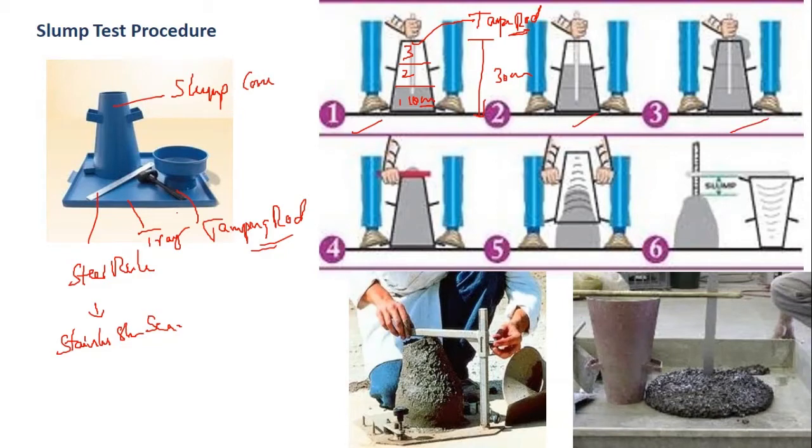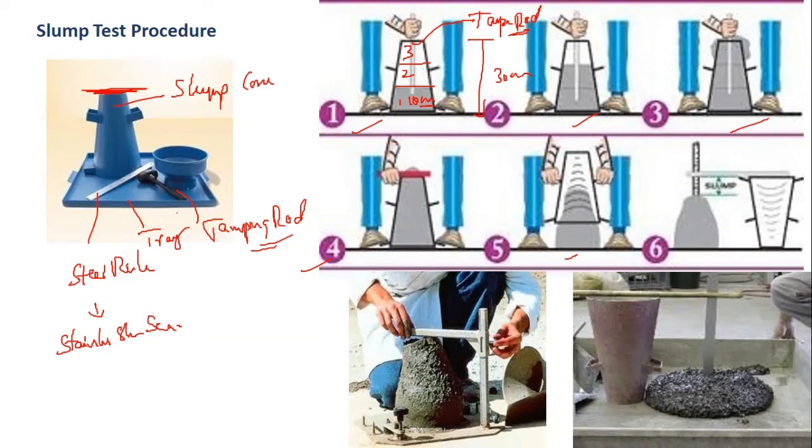Once you have filled everything to the top, the fourth step is to neatly remove any extra concrete on top, so the concrete is exactly up to the brim. In the fifth step, you take away your feet, hold the two handles at the top, and lift the slump cone. You have to gently remove the slump cone.